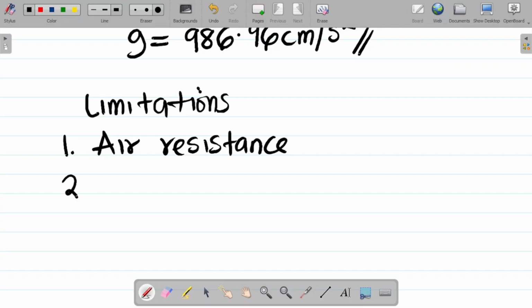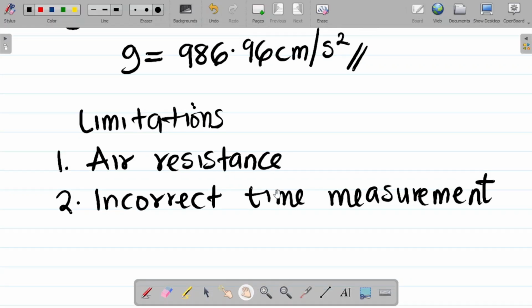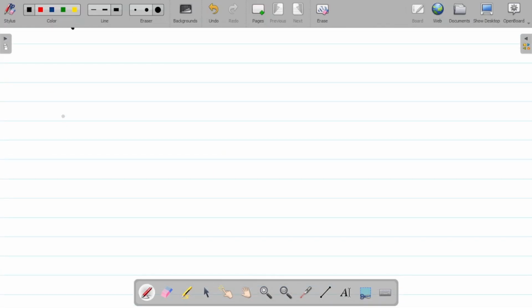So another possible limitation would be incorrect time measurement. If the time measurement is not correct, it could be a limitation. So incorrect time measurement could also be a problem, a second limitation. All right. The last thing here would be a conclusion. Let's get the conclusion then.